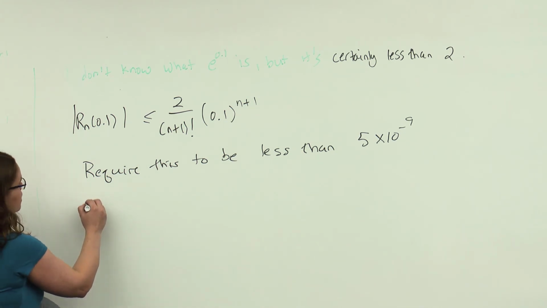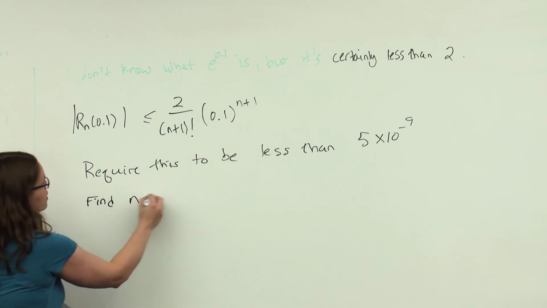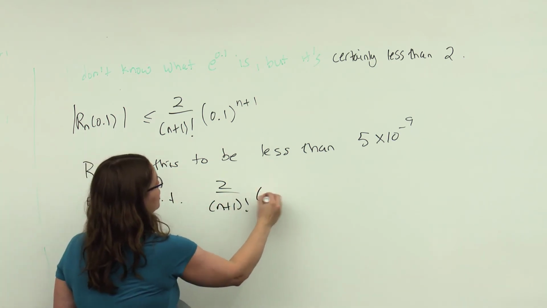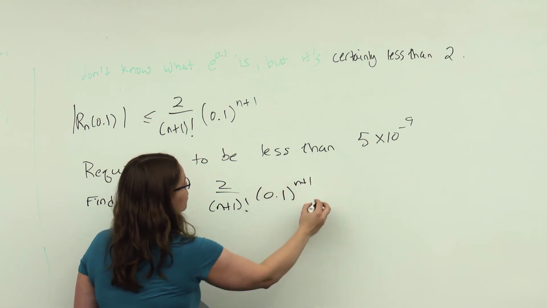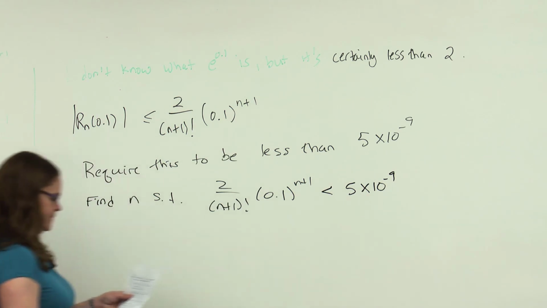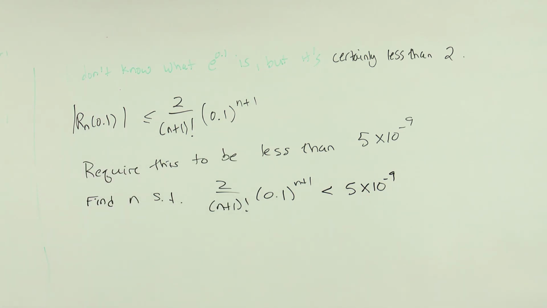Okay, so we need to find n such that 2 over n plus 1 factorial, times 0.1 to the n plus 1, is less than 5 times 10 to the minus 9. You're not going to solve this explicitly for n, it's too nasty. But what you can do at this point is a little bit of trial and error. And we expect that when we're using a Taylor approximation, we're not using a million terms. We're probably using a few terms.